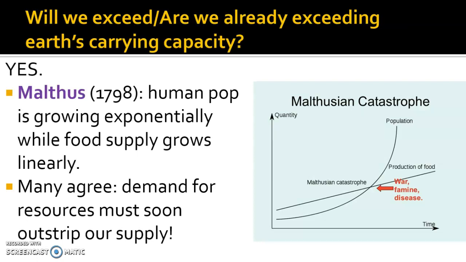Now, are we exceeding the Earth's carrying capacity? The answer by Malthus in 1798 is that it could happen, and many agree. So this is the Malthusian catastrophe.